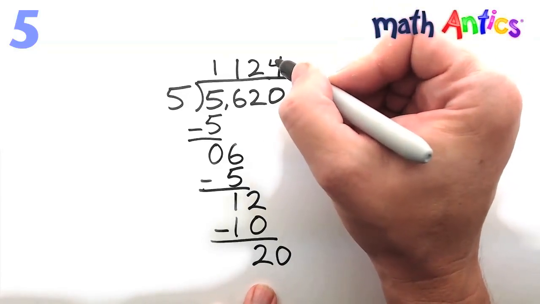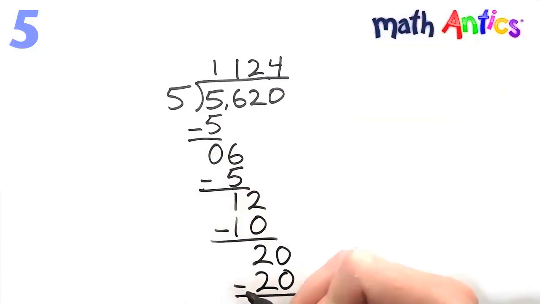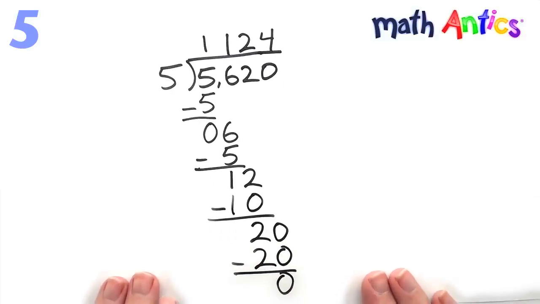Then our next step is to multiply 4 times 5. 4 times 5 is 20. We bring it underneath this 20 to subtract it. And 20 minus 20 equals 0. And I ran out of room. Sorry about that. But that is a 0. In fact, here, let me push up the paper like magic. And you can see that step there.